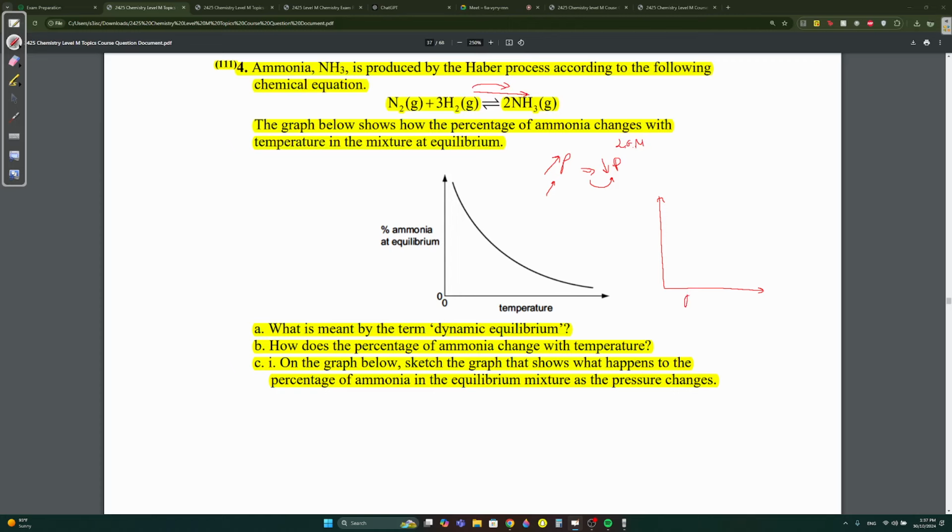So as you increase pressure, the ammonia, you're going to label your axes. If this comes written, if you increase pressure, the percentage of ammonia will increase like this.